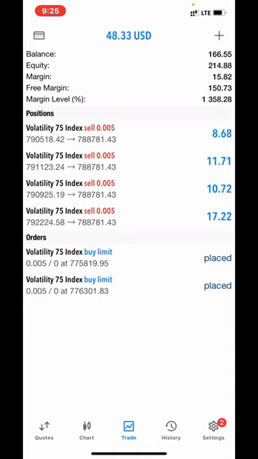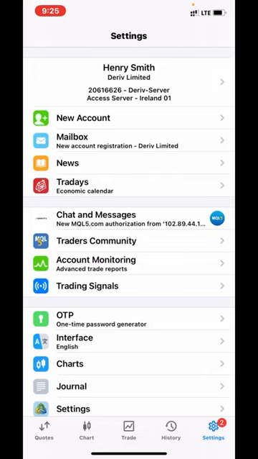I was like, are you serious? Yes. Okay, so I decided to give it a try. That was the day before yesterday. Let me show you. As you can see, this is a real account, Henry Smith Deriv account. This is a Deriv account, a real account. If it's a demo, you see a demo badge there.